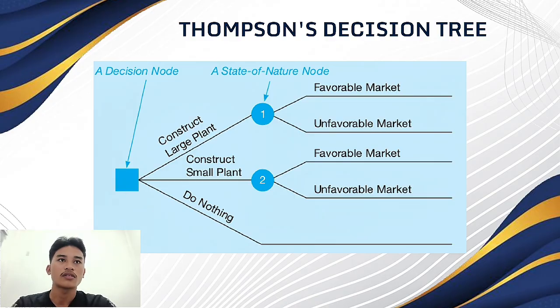So Thompson's decision tree. As you can see in our figure, a decision node is the first, the problem, and we have the line segment for the node. We have construct large plant, construct small plant, and do nothing. So for our state of nature node, we have the possible outcomes, the favorable market and unfavorable market, the same as the small plant and do nothing.